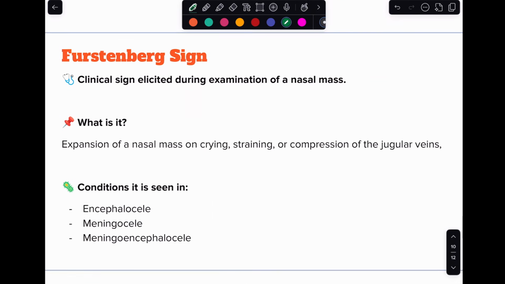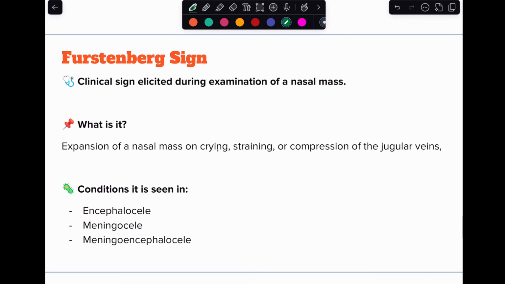Lastly, we'll talk about the Furstenberg sign. Now, what is Furstenberg sign? This is a clinical sign which we elicit during the time of examination of a nasal mass. Now, what is this sign? The expansion of a nasal mass on crying, straining, or compression of the jugular vein is the Furstenberg sign. And this is seen in case of encephalocele, meningocele, and meningoencephalocele.